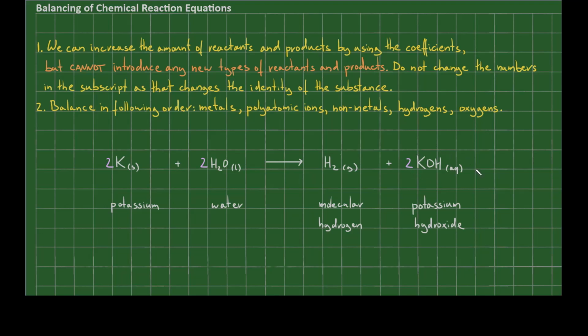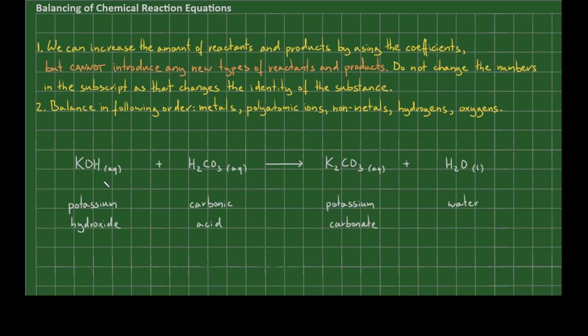Everything checks out. One of the reasons that we balance oxygens last is that in most cases, by the time we have balanced everything else, the oxygens will have been balanced as well. Let me bring in another reaction equation. Now we have potassium hydroxide reacting with carbonic acid. Yes, we have not spoken about acids before, but those joys will come too. Anyway, we have potassium hydroxide and carbonic acid giving us potassium carbonate and water.